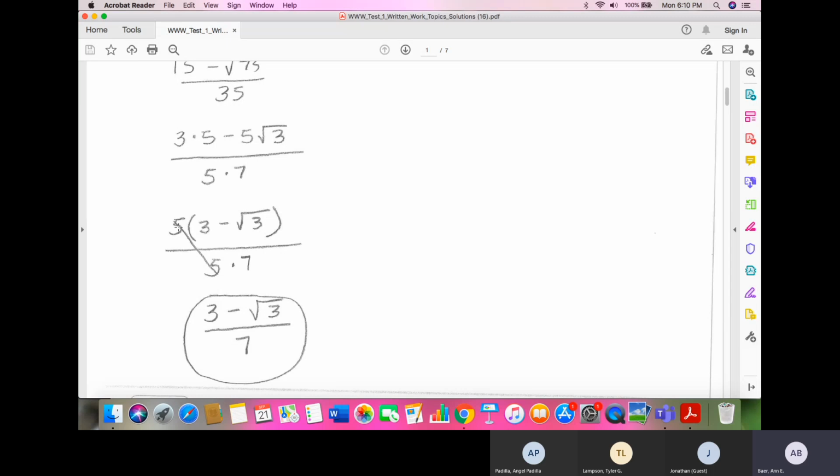And then after we have factored out the 5, can anybody tell me why I can cross out these 5s? 5 times 5 divided by 5 is what? What number is that? 5 divided by 5 is 1. And 1 times what's left is what's left. 1 is the multiplicative identity, and that is why we can cancel like that. So if you understand why you can cancel, then you're less likely to make canceling errors. So what's left is our answer, 3 minus square root of 3 over 7.